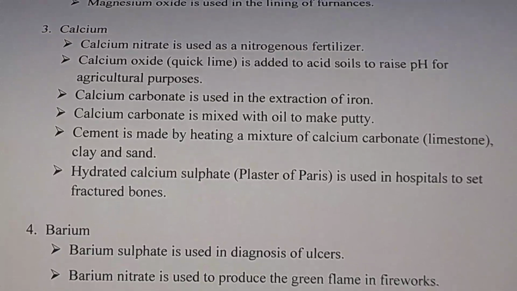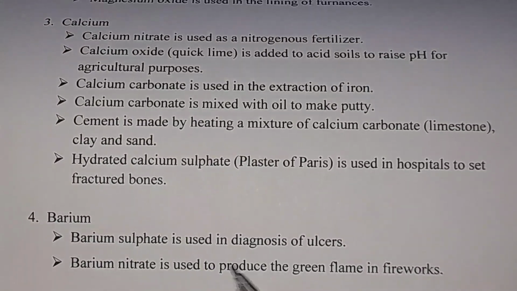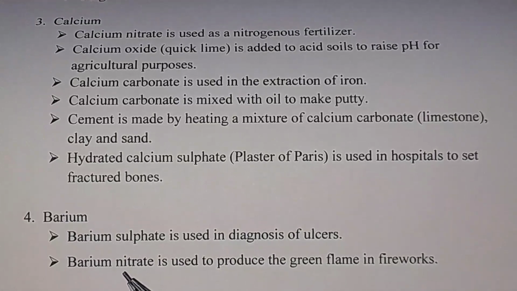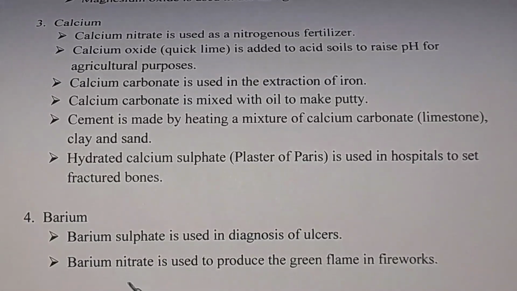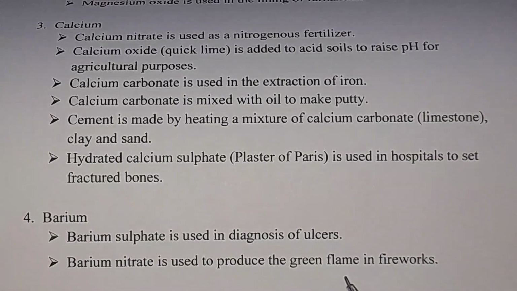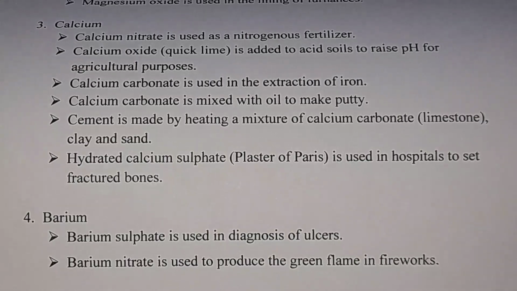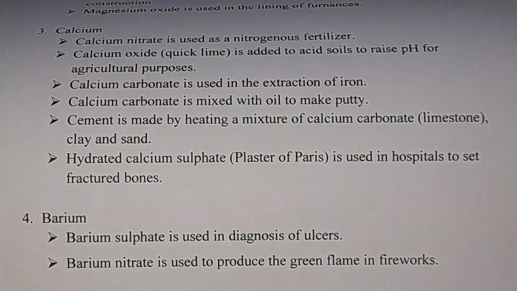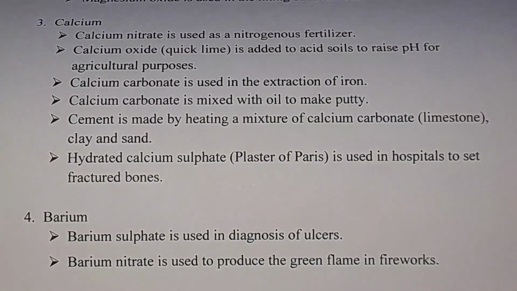So lastly, we're having barium. Barium sulfate is used in diagnosis of ulcers. Then the last use, barium nitrate, is used to produce the green flame in fireworks. So that ends that side of alkaline earth metals. In our next class, we are going to see halogens.